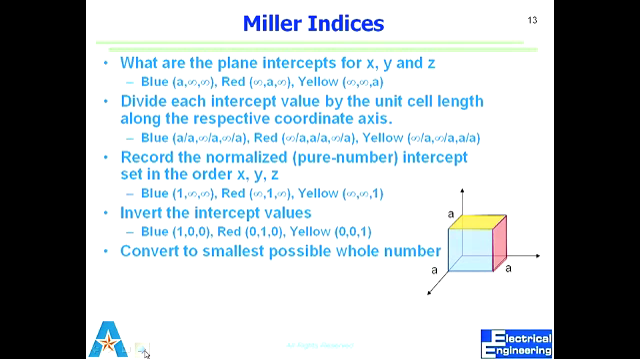So what are the intercepts for x, y, z? We find the intercept for the three planes. So blue is A, there's no intercept for y and z. So those are infinite, right? So divide them by the unit cell length, so we get something, and then flip it. So 1 over A, A over A, infinite. We get 1, 0, 0, 0, 1, 0, and 0, 0, 1. Does it make sense? How do we get to those numbers?